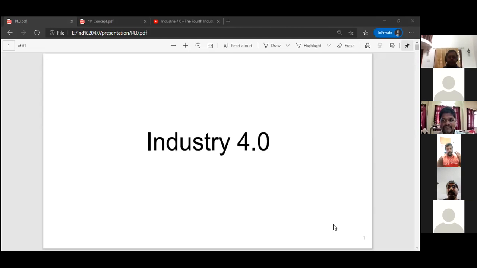So on behalf of Mechanical Engineering Department of Vishwajyoti College of Engineering and each one of us present here, I invite Dr. Venugopal sir for the section. Sir, please. Thank you.